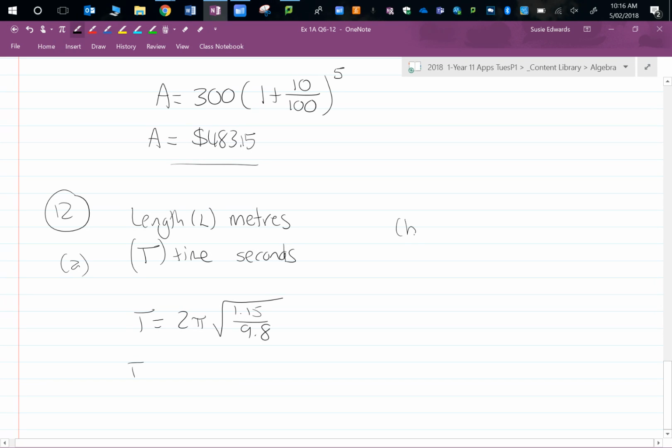For B, where people went wrong was that it says 40 centimetres. Because it says centimetres and yet L is in metres, you need to be able to convert centimetres to metres. So how many metres is 40 centimetres? 0.4 metres. So that's something you're expected to know. Once we've got that, it's actually quite easy again. So T equals 2 pi square root of 0.4 over 9.8, and you'd get your answer. Okay, C is exactly the same. It's just about reading it.